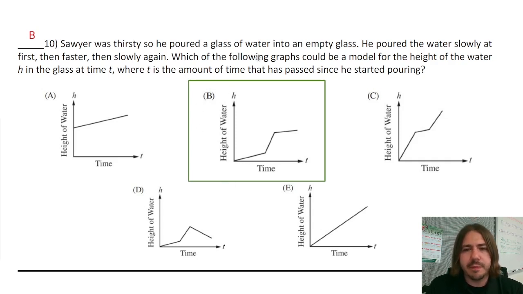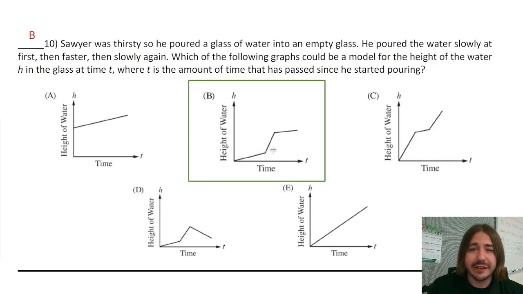There's no arithmetic or algebra to do here. You just have to think about what the slope or the rate of change of the graph would have to look like given these conditions. So him pouring the water slowly is going to have a smaller rate of change, or a less steep slope, than if he pours it faster.